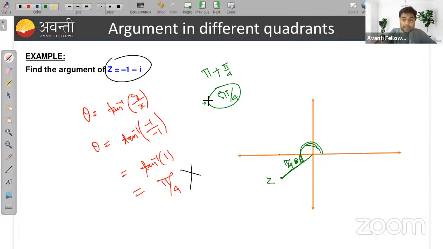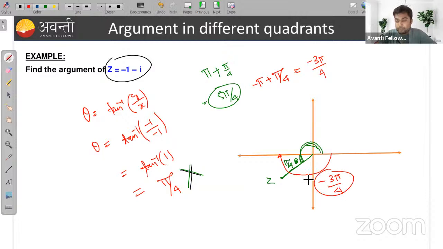You two guys, please respond in the chat box. If it is not the argument, what is the argument then? Yeah, we can find it in the clockwise direction also. I already told you in the previous slide also. If we move this way, in the clockwise direction, then this will be minus pi plus pi by 4, which gives you minus 3 pi by 4. Yes or no? So the argument is minus 3 pi by 4.